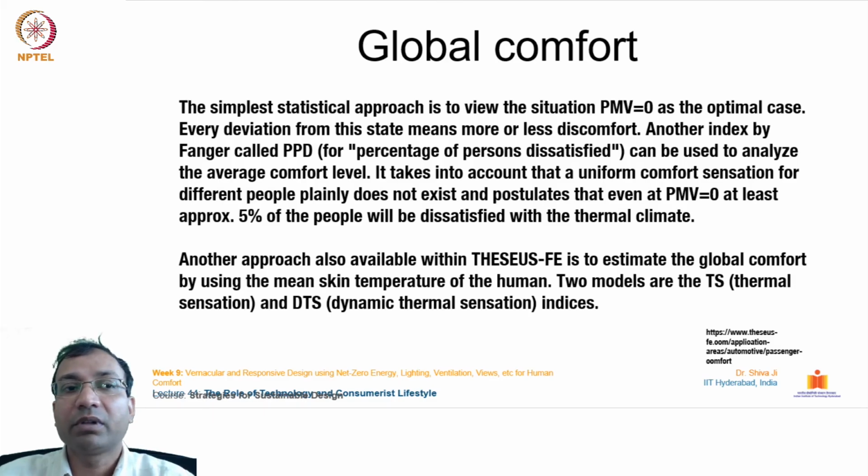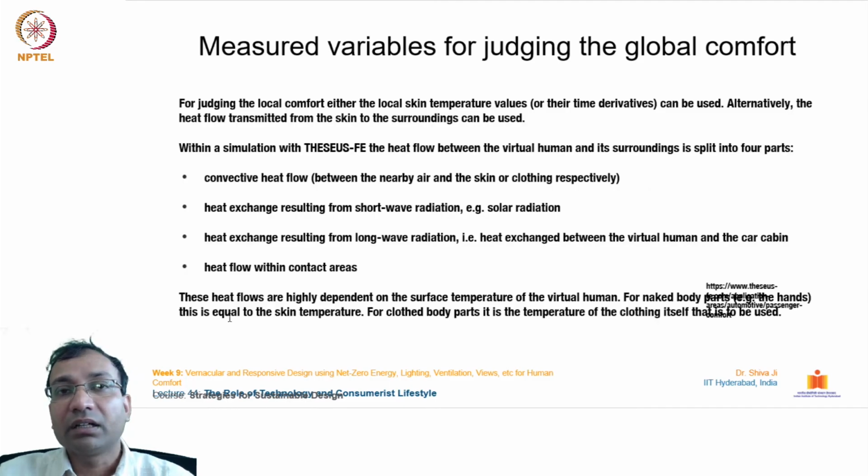Another approach also available within Theseus FE is to establish the global comfort by using the mean skin temperature of the human. Two models are the TS, thermal sensation, and DTS, dynamic thermal sensation, indices. Here are some measured variables for judging the global comfort. For judging the local comfort, either the local skin temperature values or their time deviations can be used. Alternatively, the heat flow transmitted from the skin to the surrounding can be used.